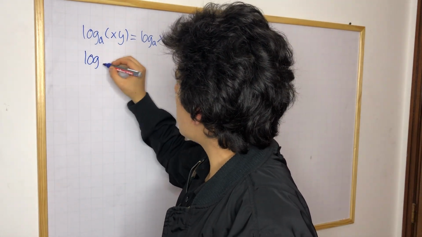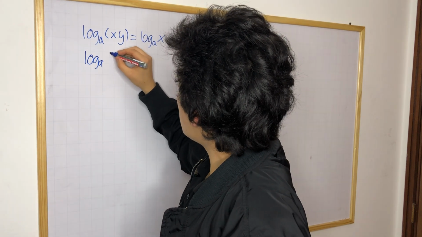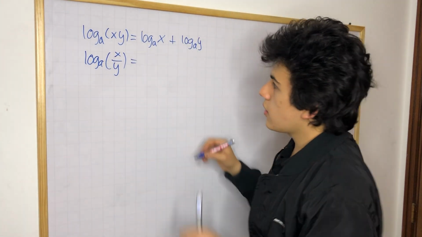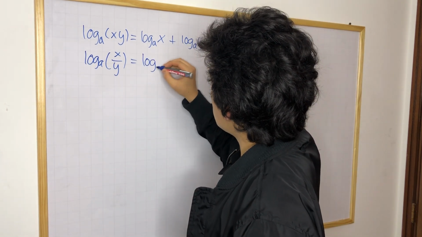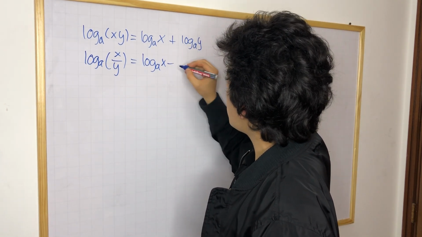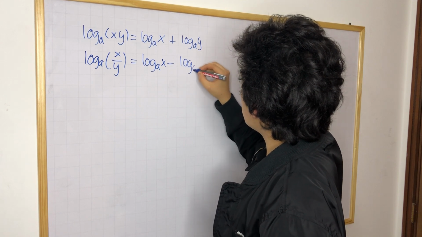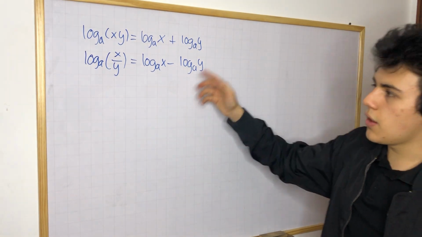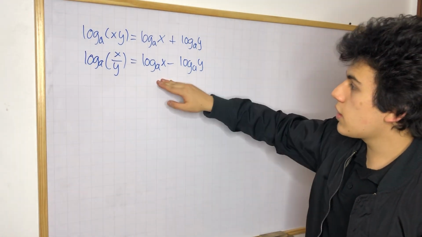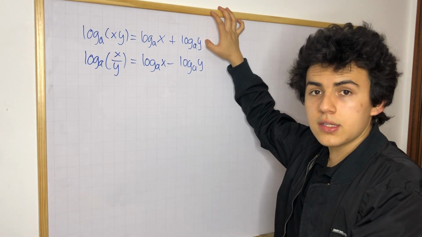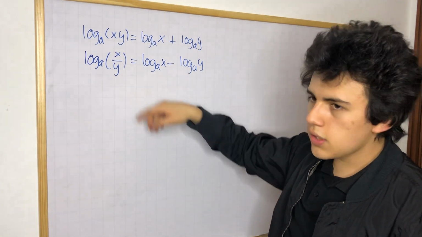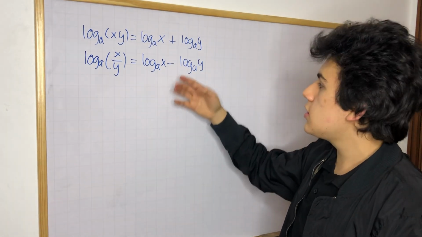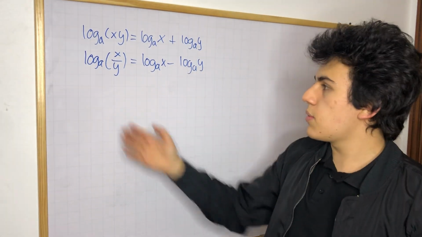If you have log base a, once again, of x over y, now what you're going to do is the following. Log base a of x minus log base a of y, okay? This is another rule for division. Now, how can you memorize this one? Well, if you remember the one at the top, you know that division is the opposite of multiplication. So instead of adding, you're going to do the opposite, which is you're going to subtract. And that is how you can remember this rule.